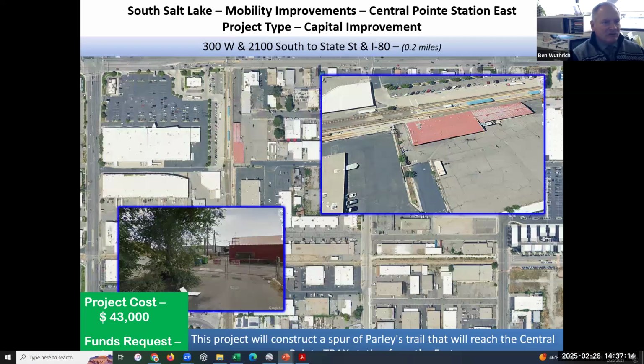Next project is also in South Salt Lake. This is Central Point Station East. This is to provide access to the Central Point TRAX station from the east side. Project estimated cost is $43,000. Funds being requested are a little more than $40,000.